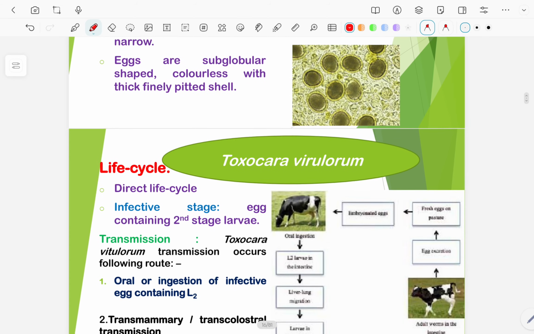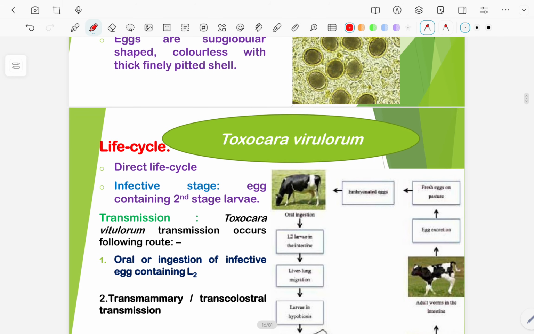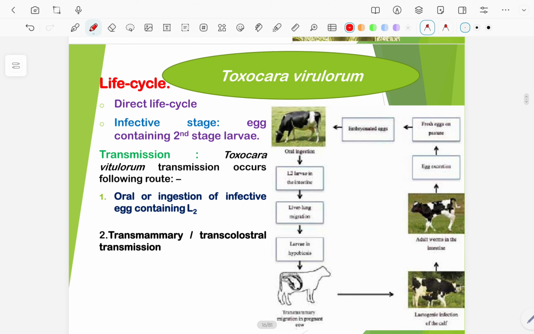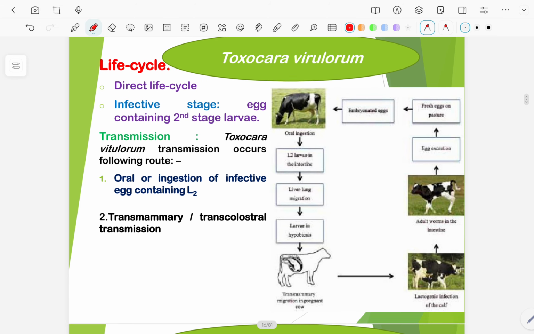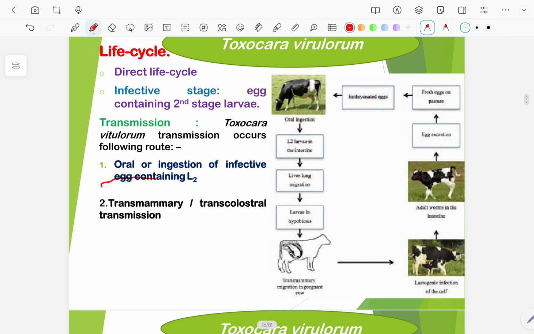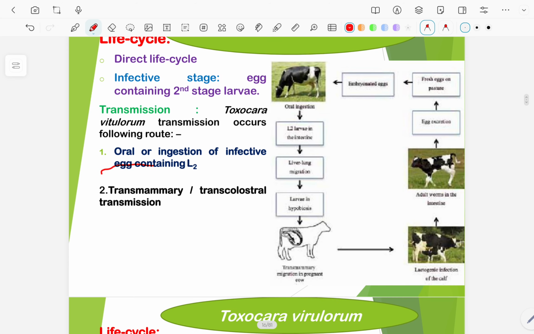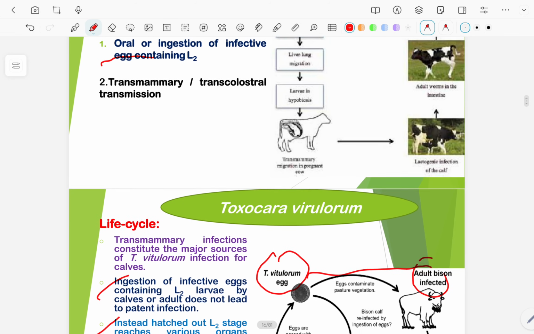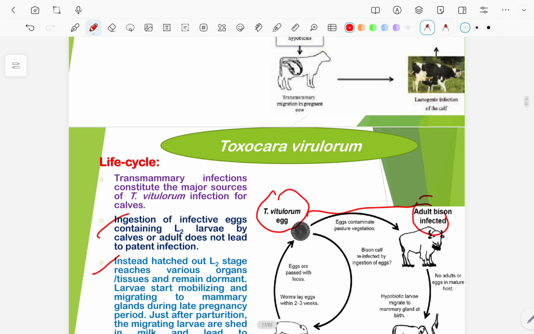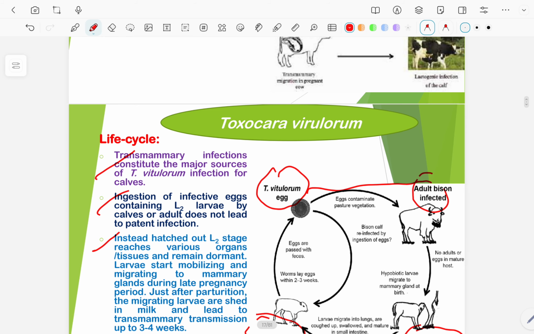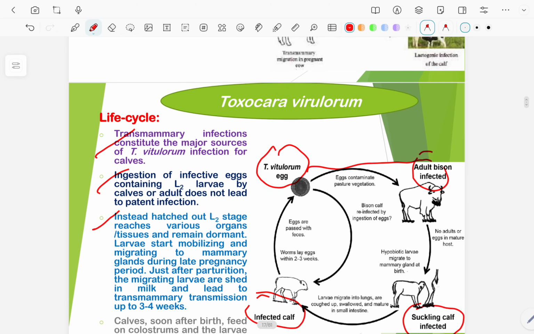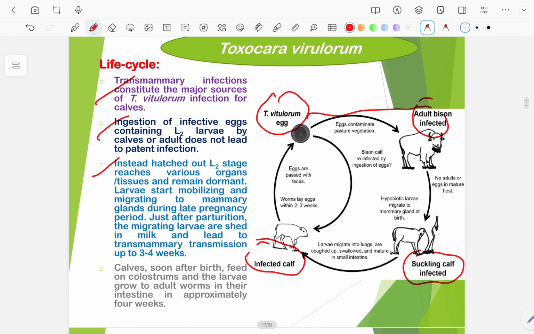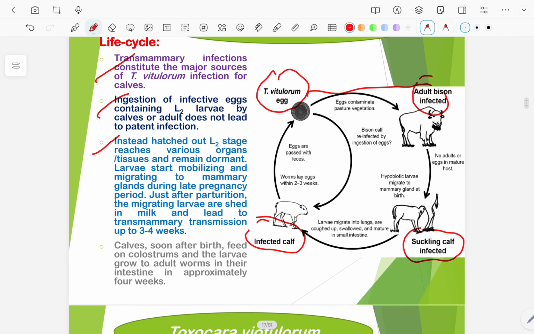Toxocara vitulorum life cycle: direct life cycle, infective stage is the egg containing second stage larvae. Transmission occurs by the following routes: oral, by ingestion of infective eggs containing L2, and transmammary or transcolostral transmission. Transmammary infection constitutes the major source of T. vitulorum infection for calves.